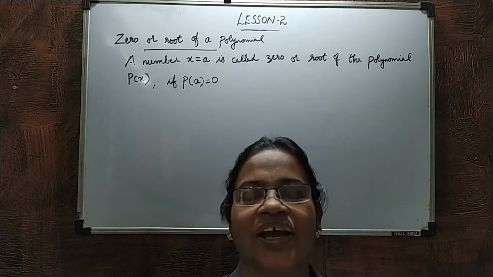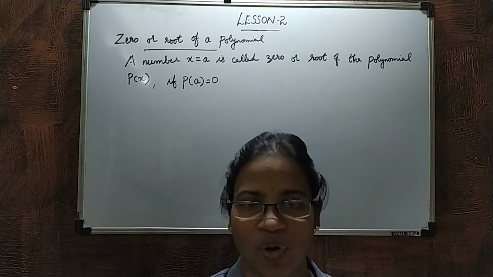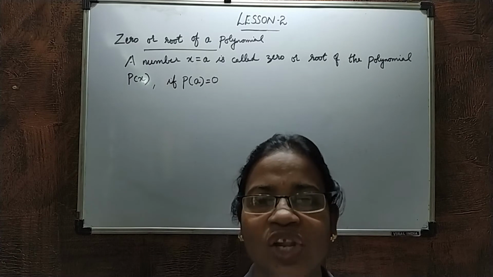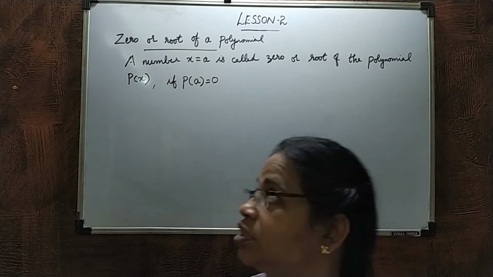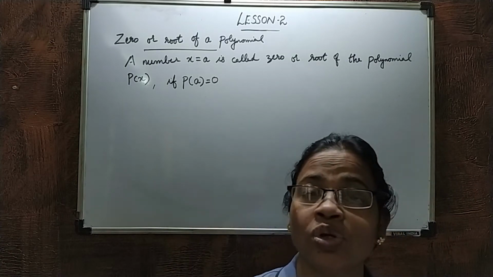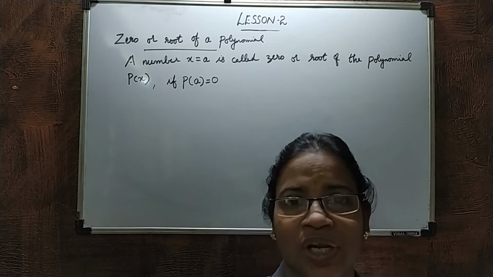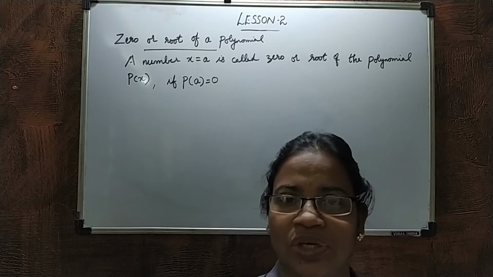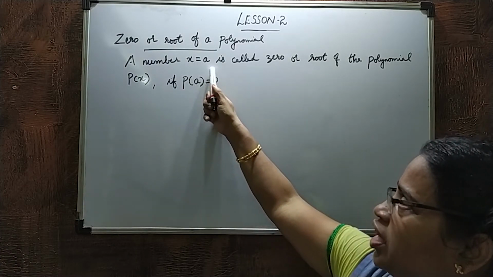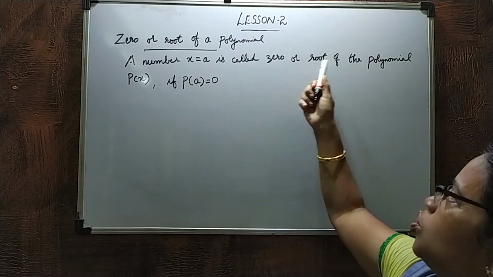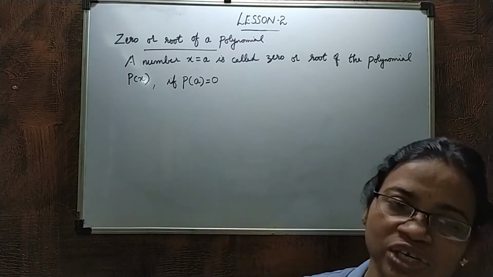Good morning. In the last class, you have learned about the value of a polynomial when the value of the variable is given. Today, we are going to learn about the zero or root of a polynomial. This is the main part of the polynomial chapter, so you have to listen properly. Okay? Now look, a number x is equal to a is called zero or root of the polynomial p of x if p of a is equal to 0.